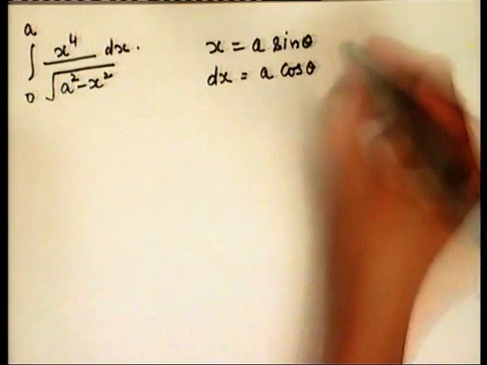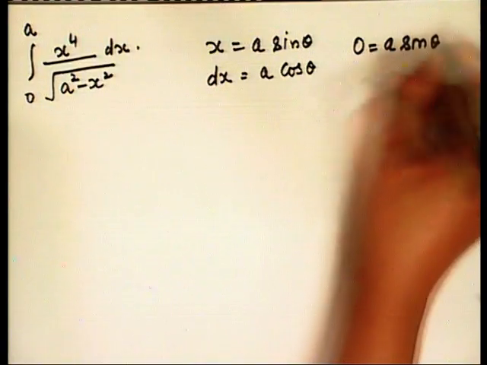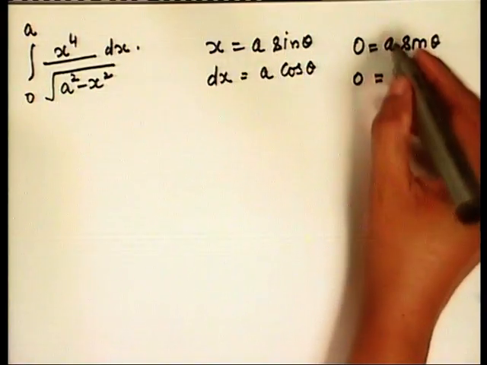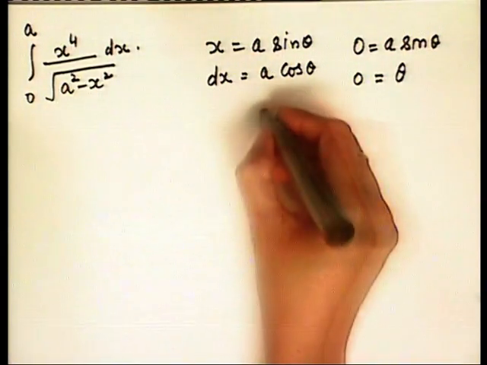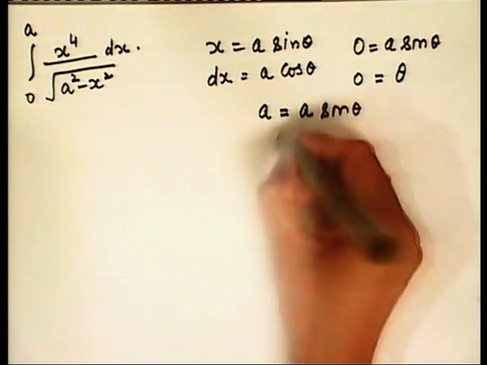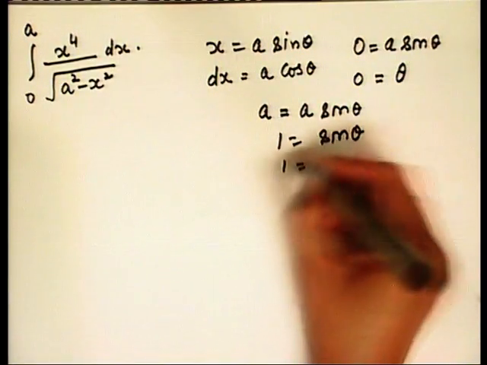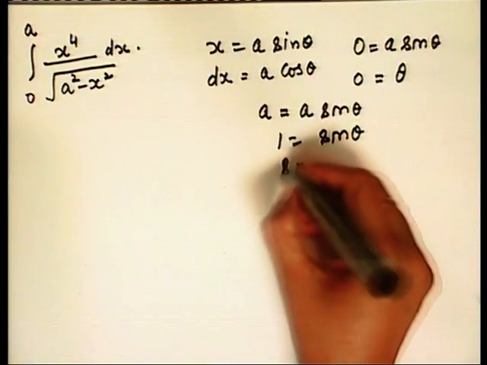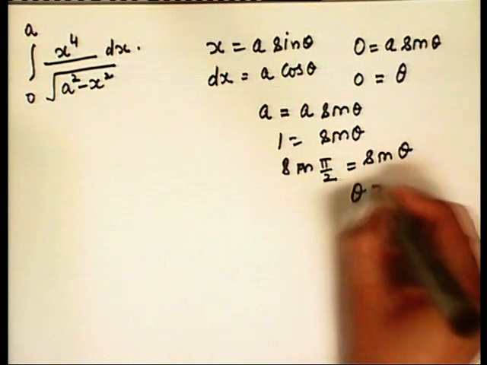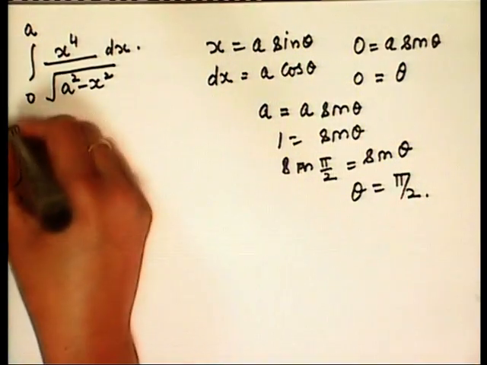Now the limits. When x is 0, then our theta will be 0 because sine 0 is 0. When x is a, then a equals a sine theta, so 1 equals sine theta, and sine 90 is 1, then our theta will be equal to pi by 2. Here we put all these things.